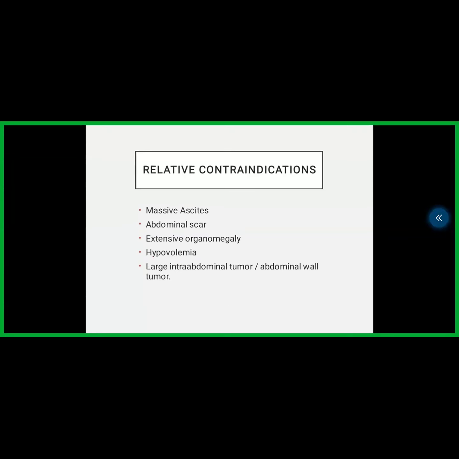Then for the relative contraindications, we include massive ascites, abdominal scar, because of scarring, creating a pneumoperitoneum might be difficult, extensive organomegaly, hypovolemia, because with the pneumoperitoneum, there's reduced venous return and cardiovascular compromise. So people that are already having hypovolemia are relatively contraindicated for laparoscopic surgeries. Then the last on the list is large intra-abdominal tumors.